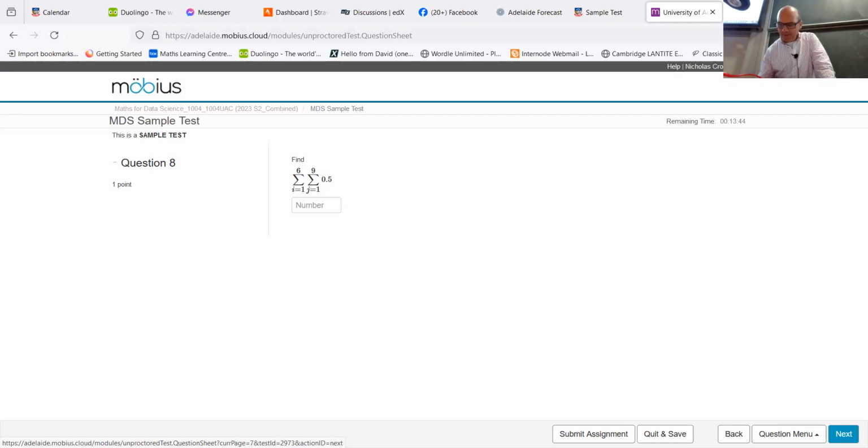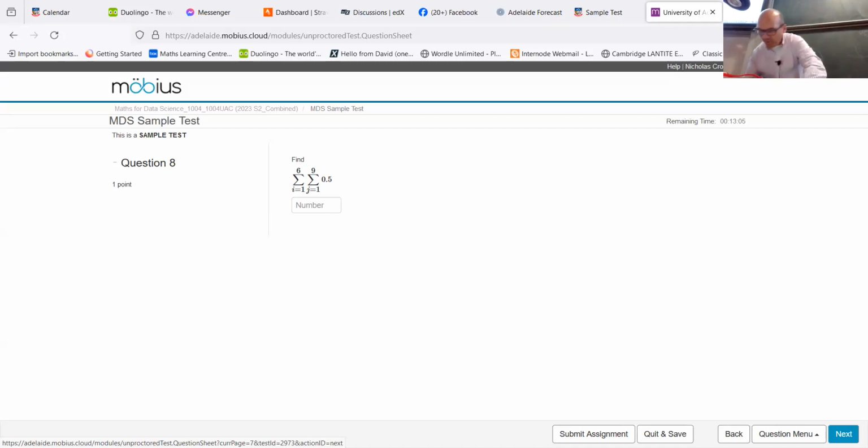Find this. So we've got the sum i equals 1 to 6 of the sum j equals 1 to 9 of 0.5. This is question 8. Anyone want to guess what that number is? I'm going to put my hand up and say I think it's 27. Yeah? What did you do?